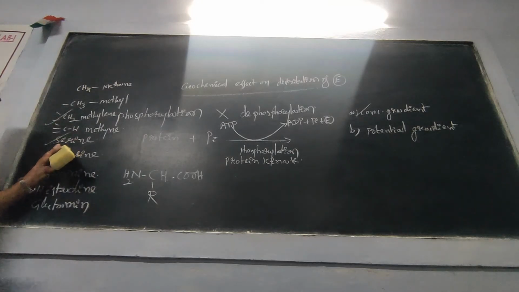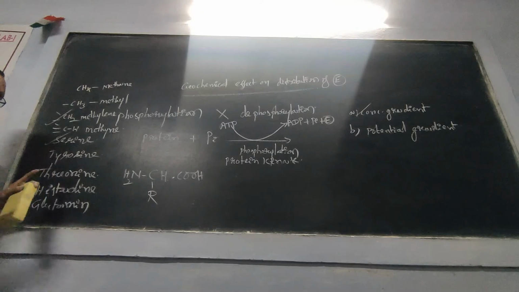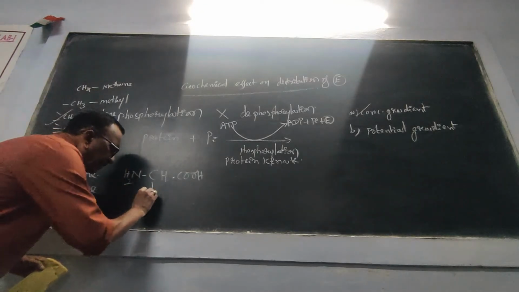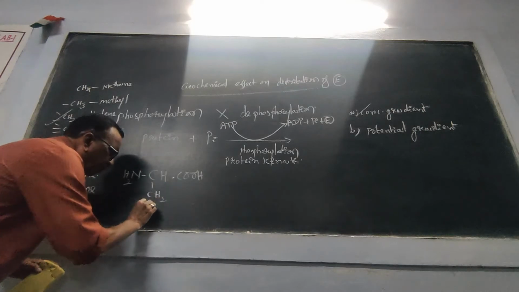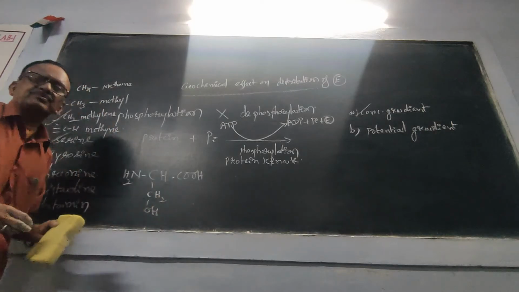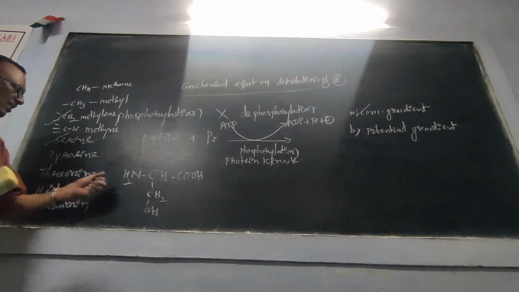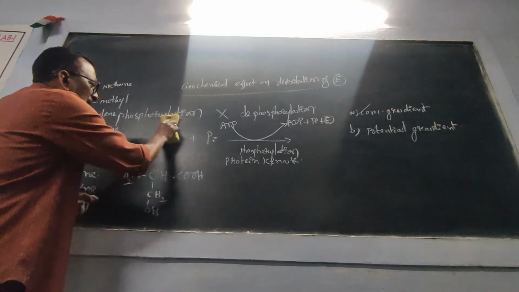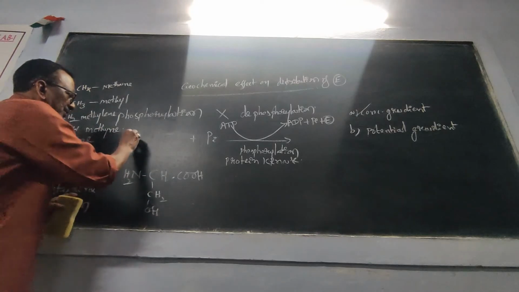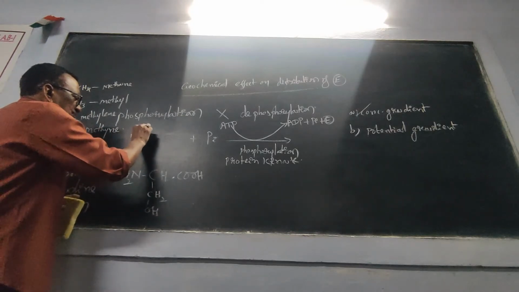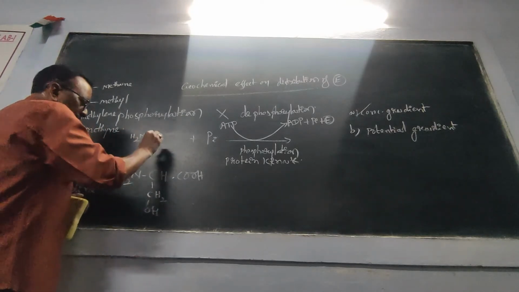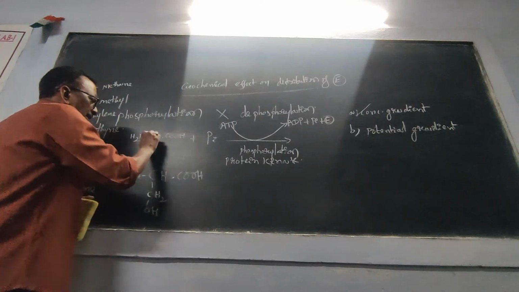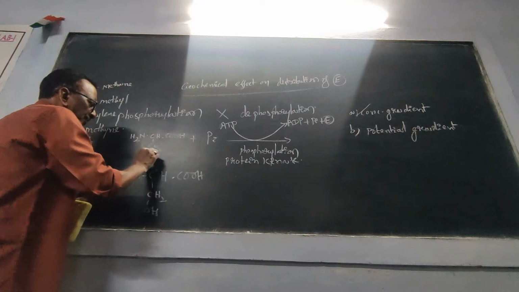Now come to serine. It is one amino acid. Here instead of R, it will have CH2OH. That's it. So this is called serine. Now instead of protein, I will write this serine structure. That is NH2, CH, COOH, then CH2, then OH.